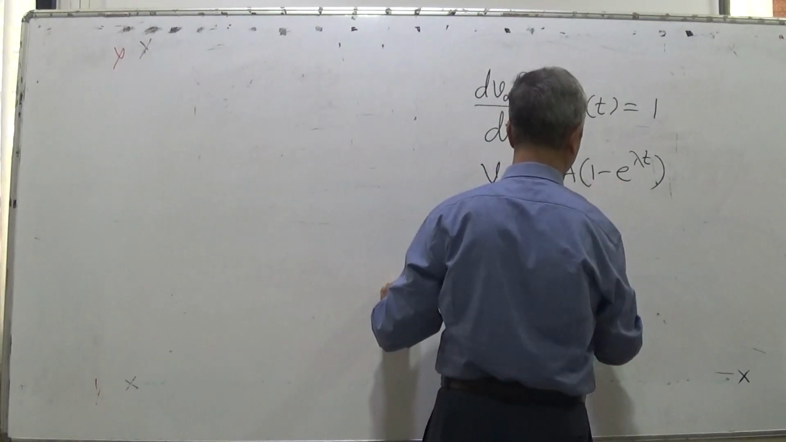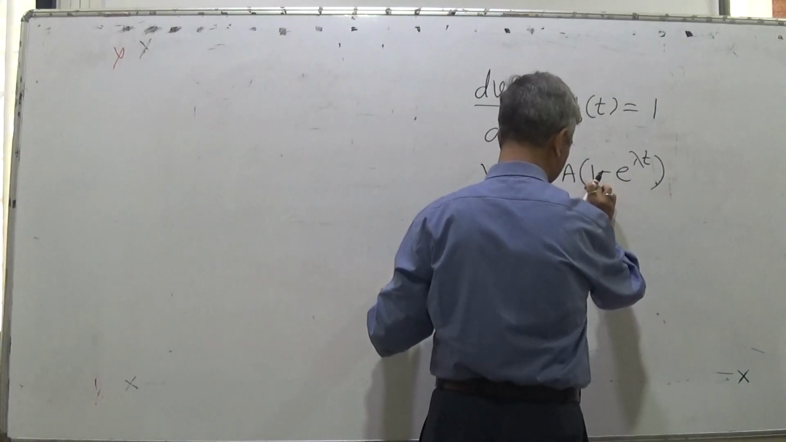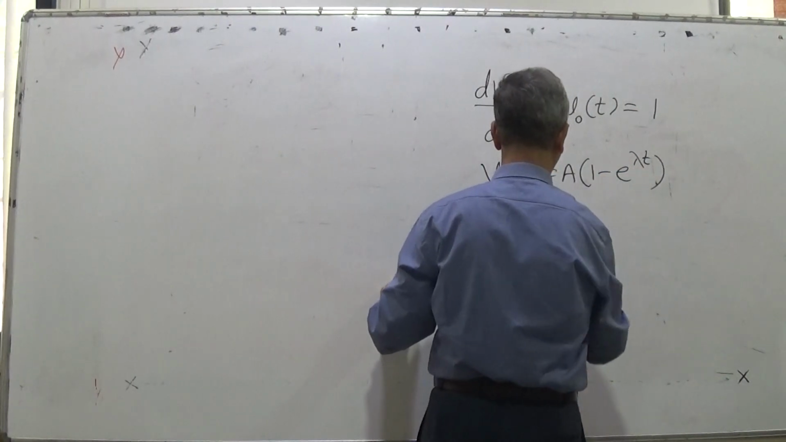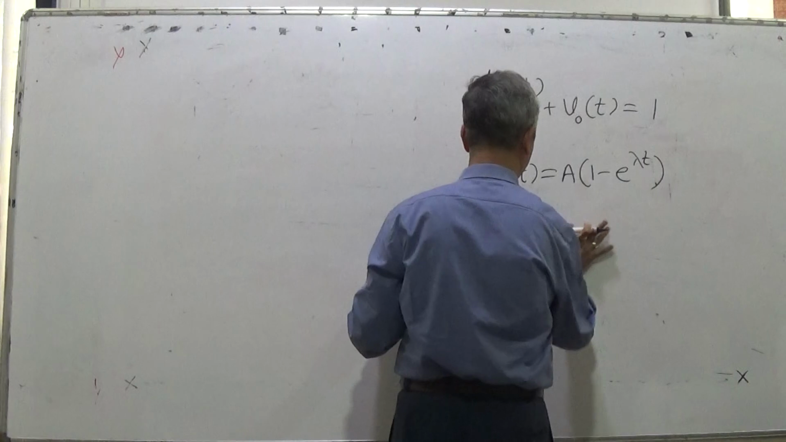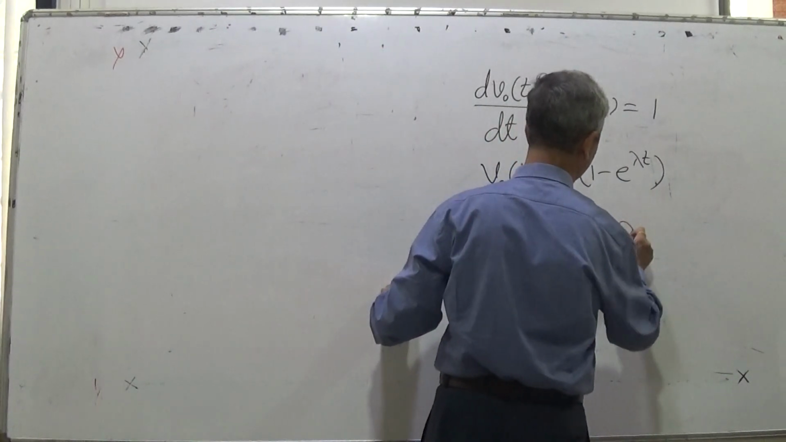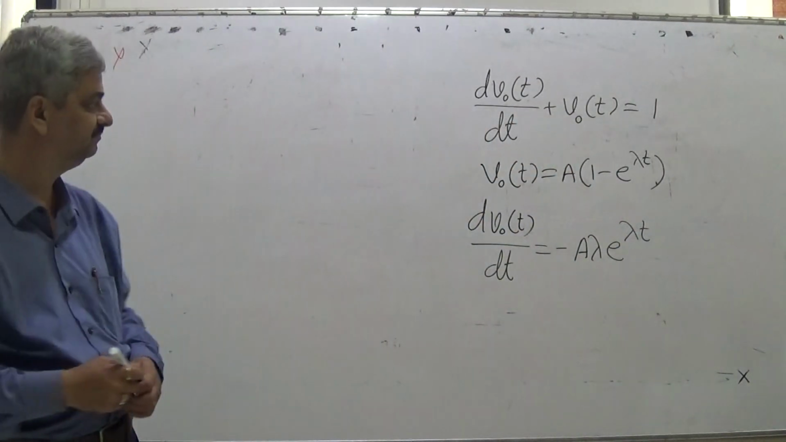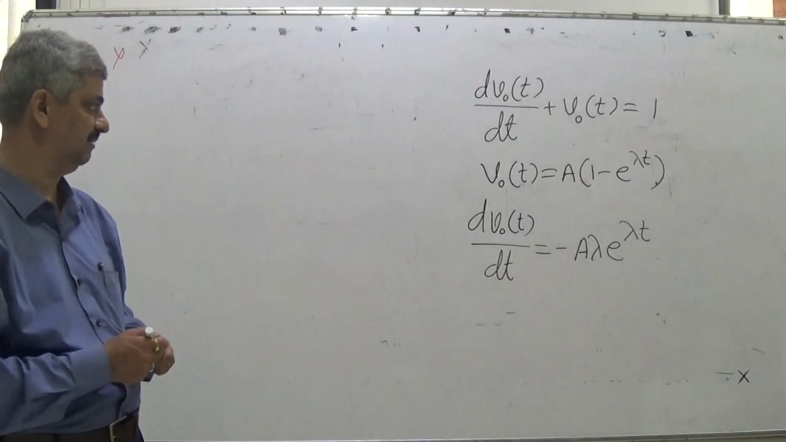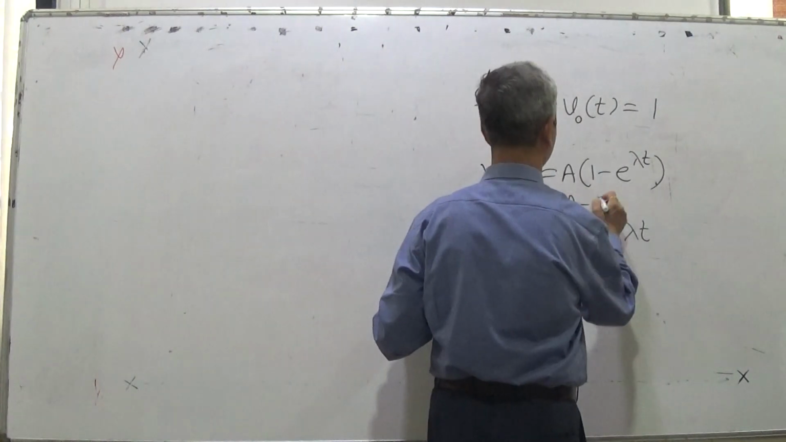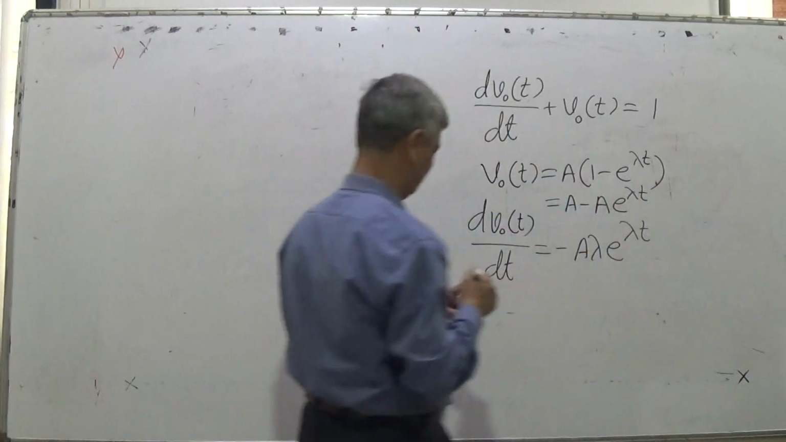A, derivative of this is 0. So this is minus. I hope everybody knows, minus A lambda e raised to lambda t. Instead of this, I can also put this as A. It is also better. A minus A e raised to lambda t, bracket out this way also.